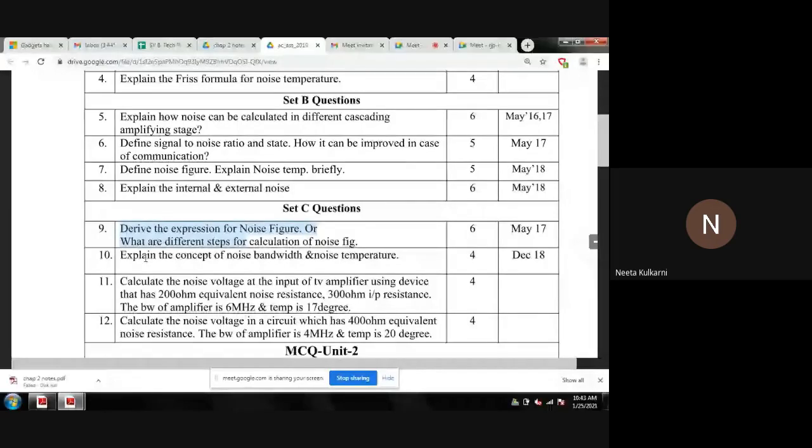Explain equation number 10. Explain the concept of noise bandwidth and noise temperature. So how we define the noise bandwidth? How we define the noise bandwidth? Just Del F. Okay. So yes. Tell.